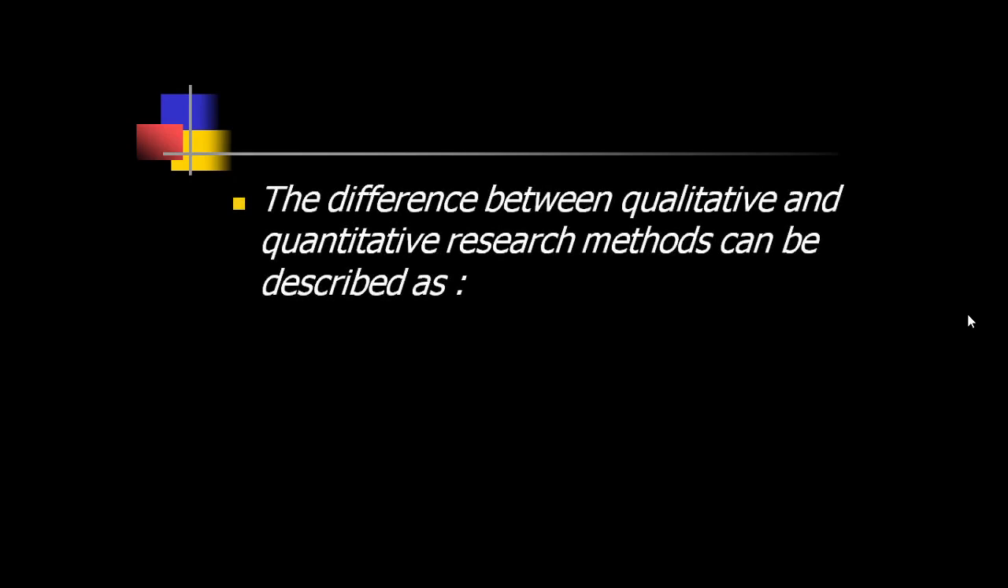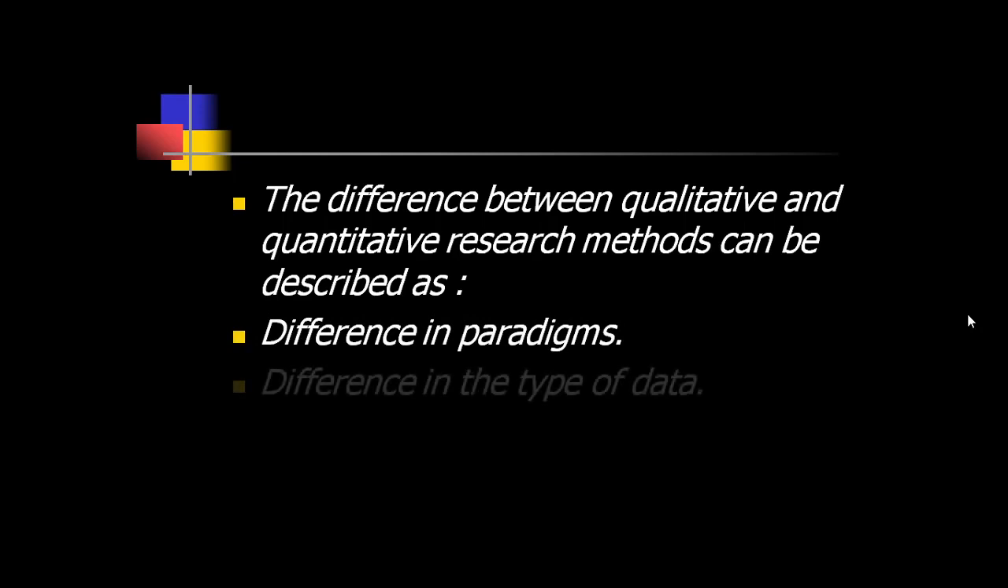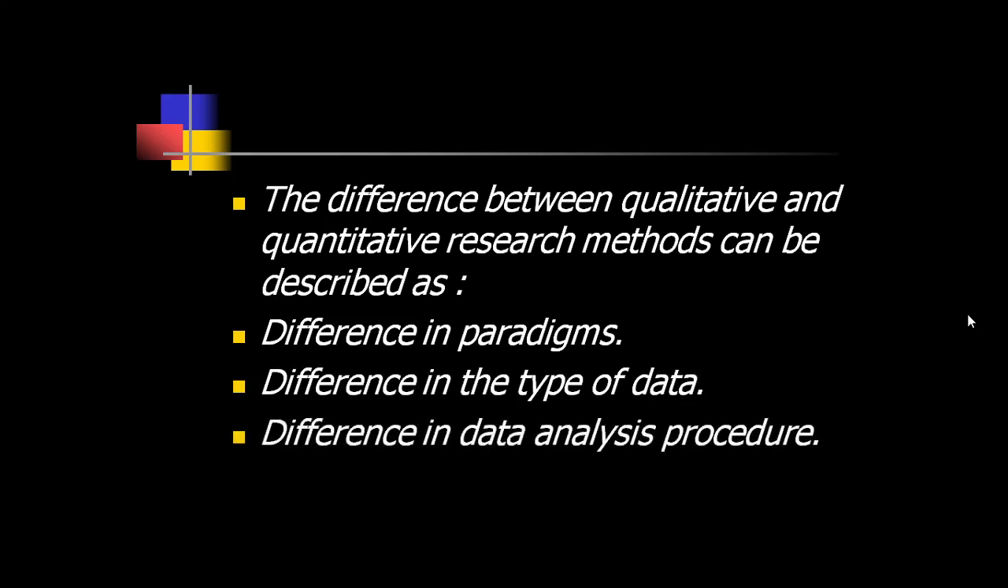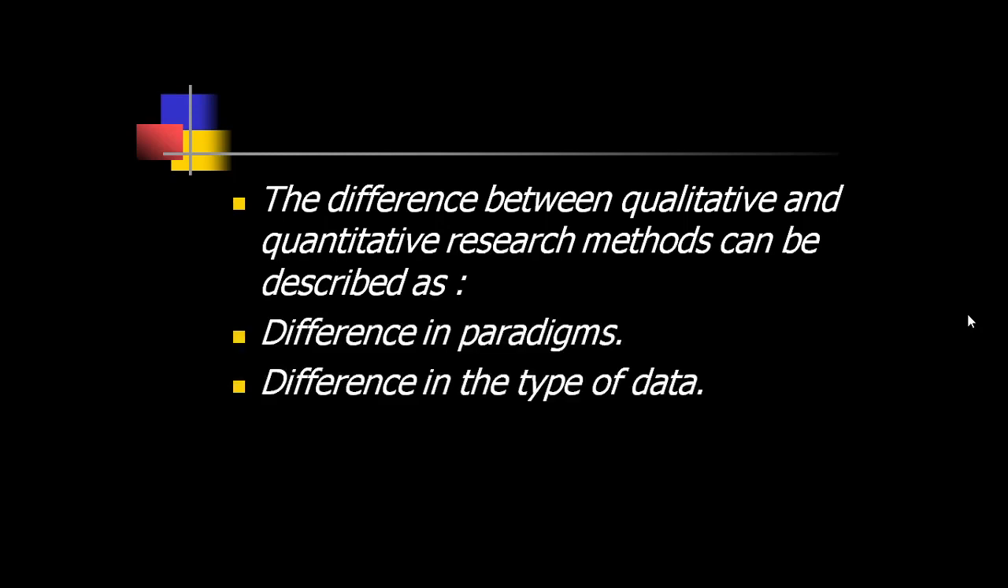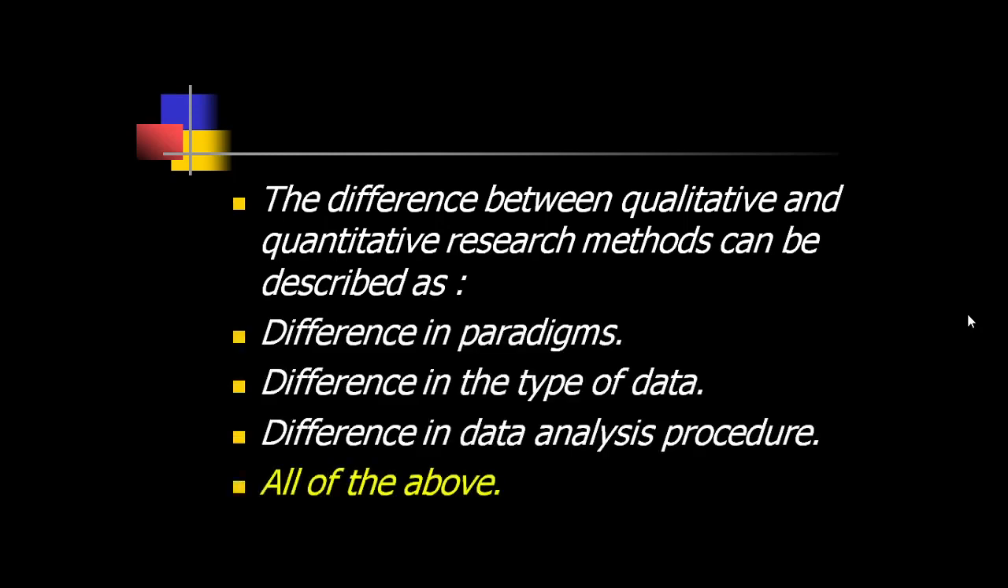Next question. The difference between quantitative and qualitative research methods can be described as difference in paradigm, difference in the type of data, difference in data analysis procedure, and all of the above. The difference between qualitative and quantitative research methods can be described as all of the above.